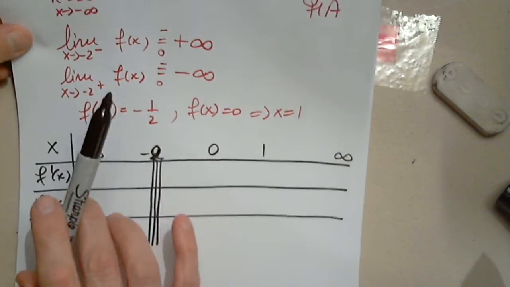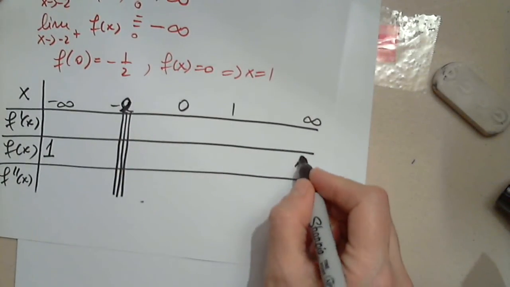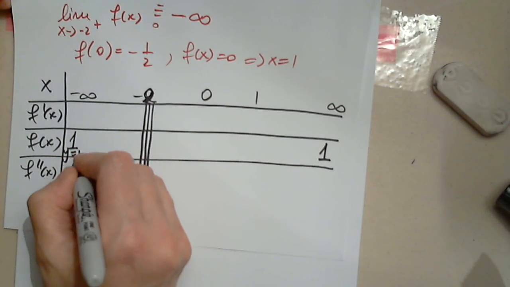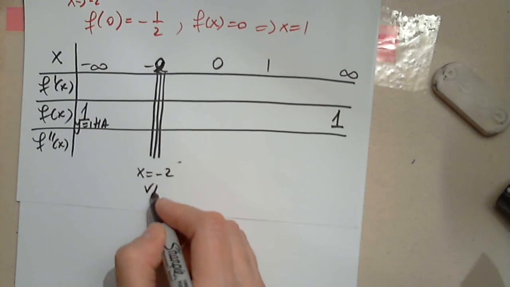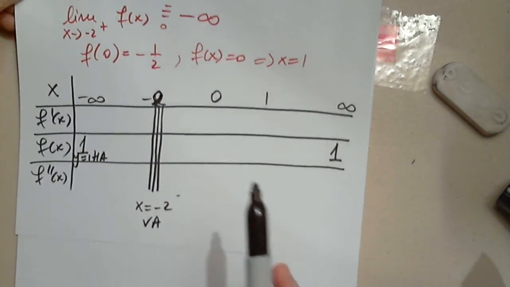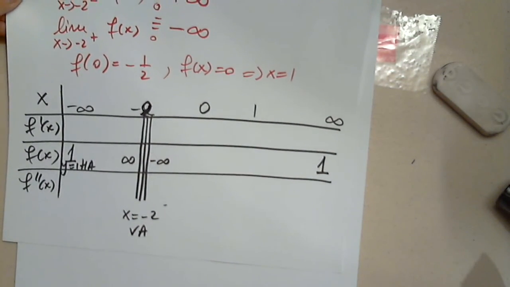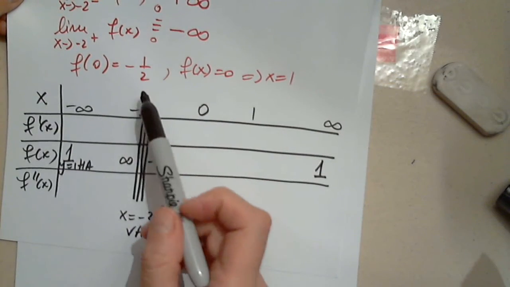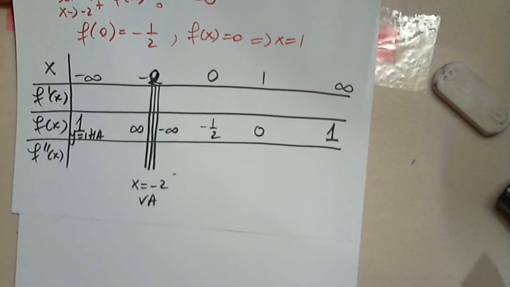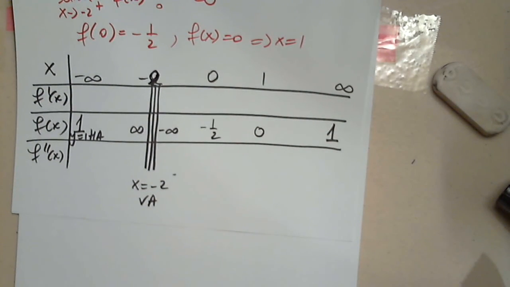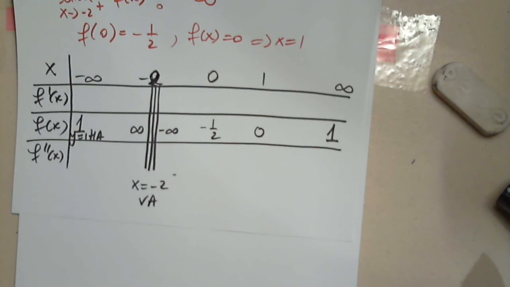So let's see what I know. I know that the limits at infinity are 1. I make myself a note: y equals 1, horizontal asymptote. I make myself a note that negative 2 is a vertical asymptote. I have limits left and right, infinity and negative infinity. When x is 0, I have negative 1/2. When x is 1, I have 0. I exhausted the function. I have the end behavior, I have x and y intercepts, and I have what happens next to the vertical asymptote.